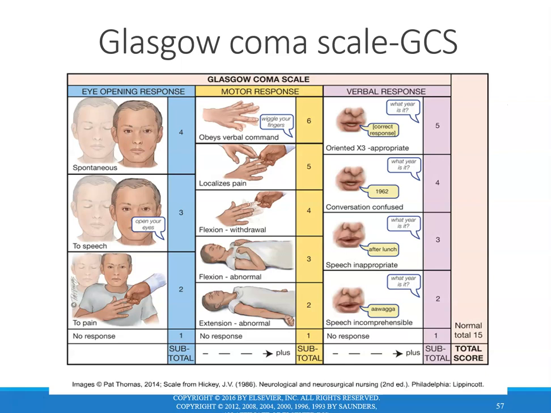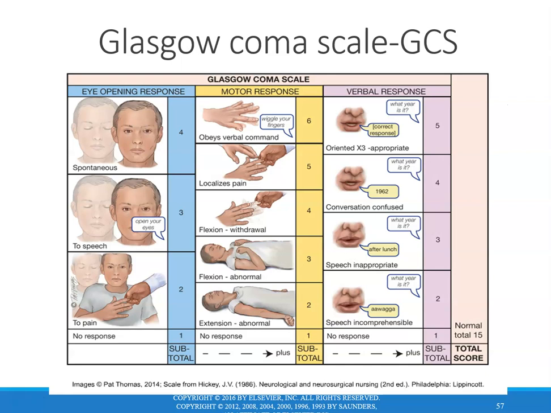So this is a Glasgow Coma Scale. It's monitoring 3 different things. One is eye-opening response. So if you call their name, do they open their eyes? Or do you have to tell them to open their eyes? If so, then you mark 3, or you know they are responding to speech. If you have to use pain stimuli, like a sternal rub, then you mark a 2. Or if there's no response, you mark a 1.